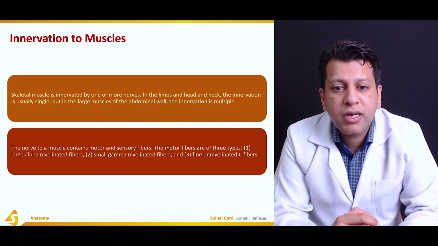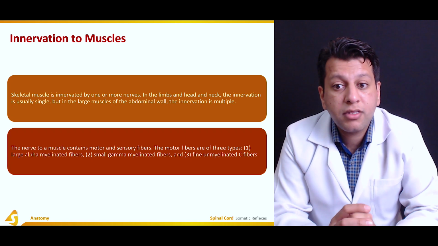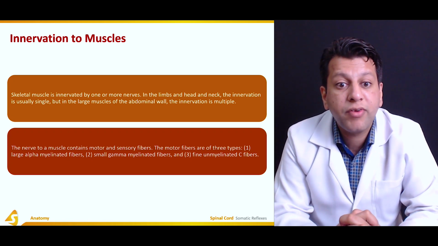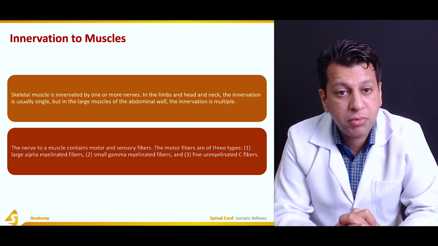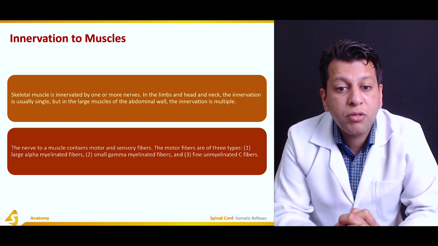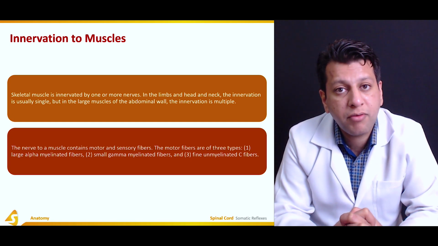Skeletal muscle is innervated by one or more nerves. In the limbs, head and neck, the innervation is usually single, but in the large muscles of the abdominal wall, the innervation is multiple. The nerve to the muscle contains motor and sensory fibers. The motor fibers are of three types, as I told you: the large alpha myelinated fibers, the small gamma myelinated fibers, and the fine unmyelinated C-type fibers.